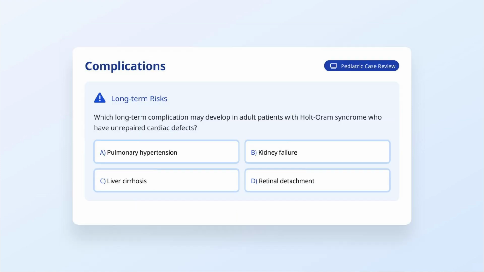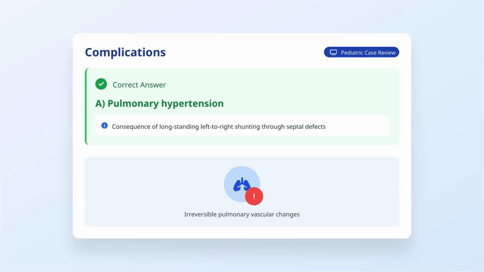Which long-term complication may develop in adult patients with Holt Oram syndrome who have unrepaired cardiac defects? A. Pulmonary hypertension. B. Kidney failure. C. Liver cirrhosis. D. Retinal detachment. The correct answer is A. Pulmonary hypertension. This is a significant complication that can develop in patients with unrepaired cardiac defects, particularly atrial and ventricular septal defects. Chronic left-to-right shunting leads to increased pulmonary blood flow and pressure, eventually causing irreversible pulmonary vascular changes. This underscores the importance of early cardiac evaluation and timely intervention.